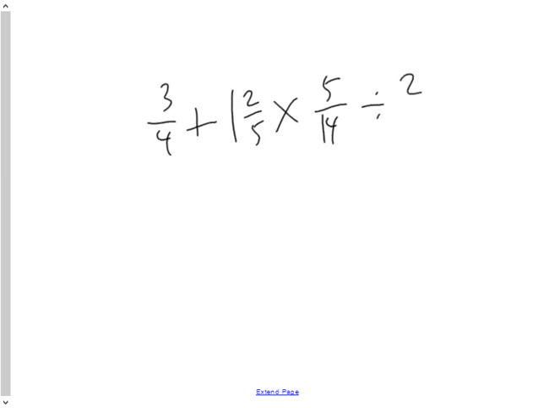Question 15. 3/4 plus 1 2/5 times 5/14, excuse me, divided by 2/5. Now there are a significant number of people in this class who, when they wrote down BEDMAS, saw D first and decided that means we have to do division first. That is untrue. Division and multiplication are one step in the BEDMAS problem, and you do them as you see them from left to right.